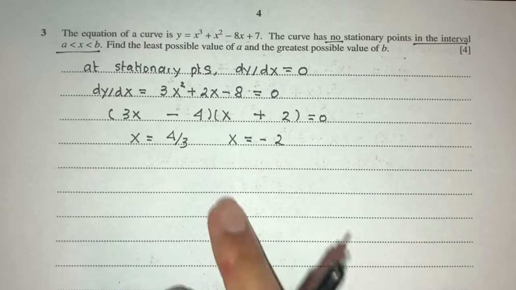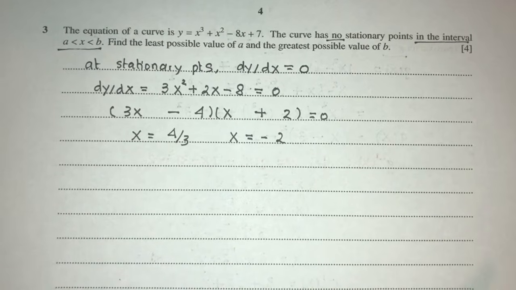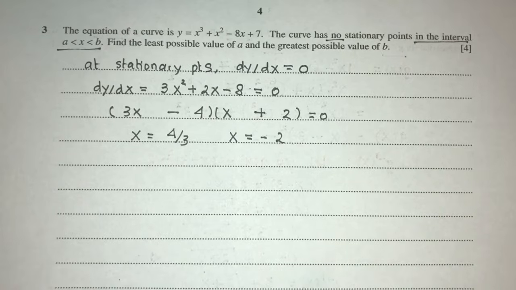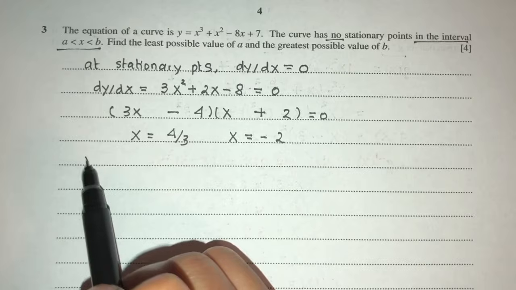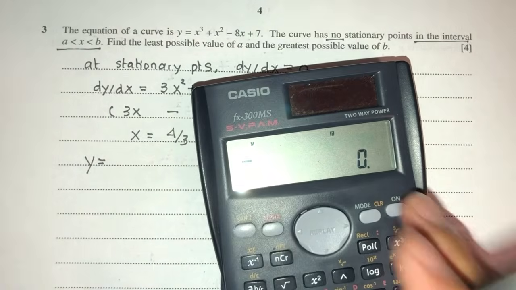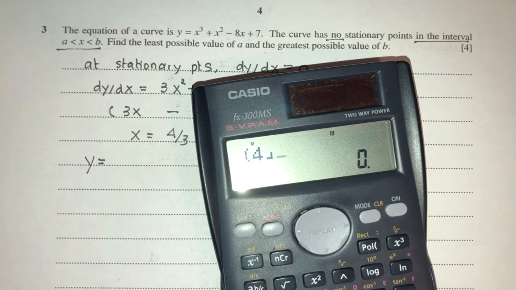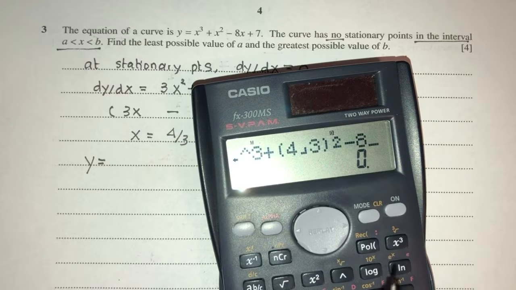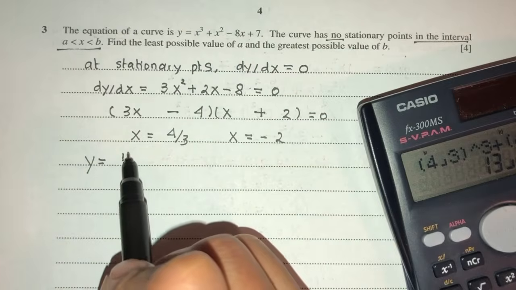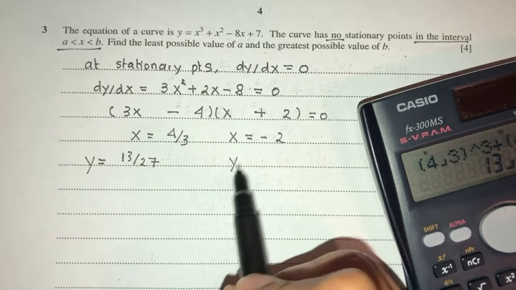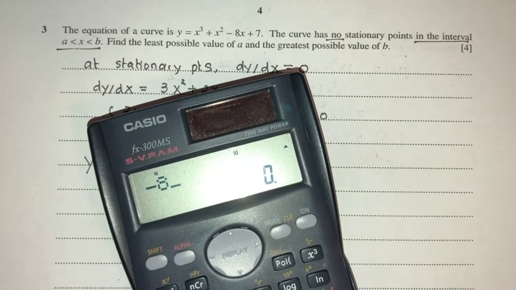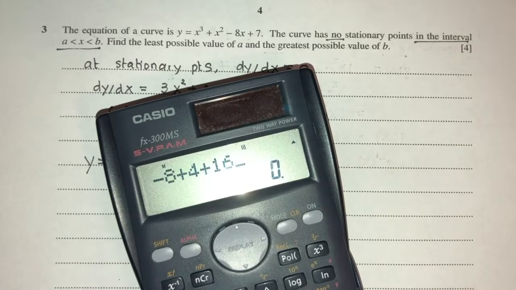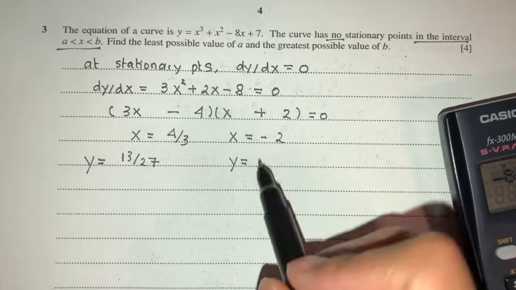Now for you to understand this, let's make a drawing to see what's happening. Let's see what the value of y is when x is 4 over 3. y will be (4 over 3) cubed plus (4 over 3) squared minus 8 times 4 over 3 plus 7. That should be 13 over 27. And what is the value of y for x equal to minus 2? Minus 8 plus 4 plus 16 plus 7. That will be 19.